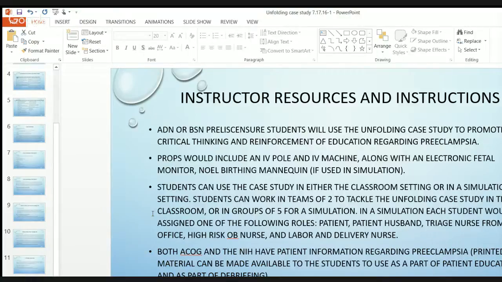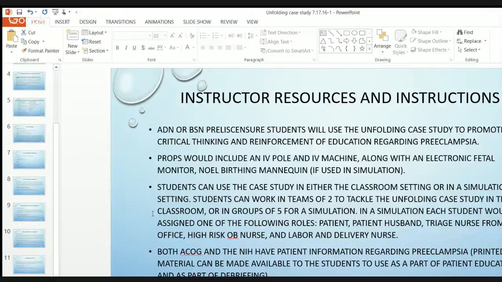And then, again, if we're actually going to use this in simulation, we could always hopefully have Noelle, who is a birthing mannequin. And when we look at this case study, again, we're going to talk about the fact that it could be used either in the classroom or in a simulation setting. So in the classroom, students can work in teams of 2 to tackle the unfolding case study. And then in groups of 5 for simulation.